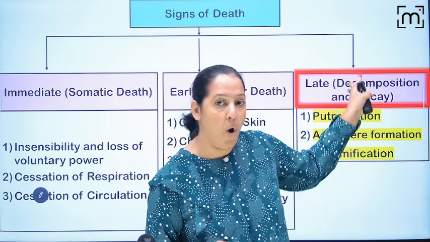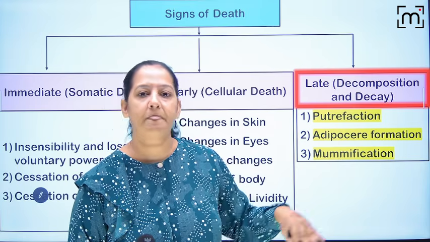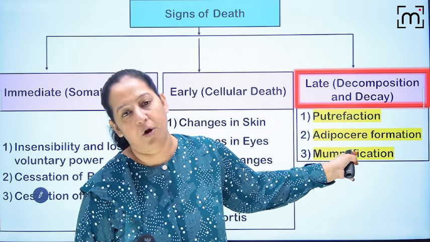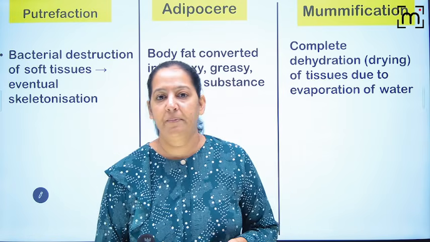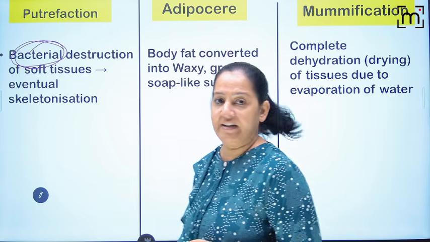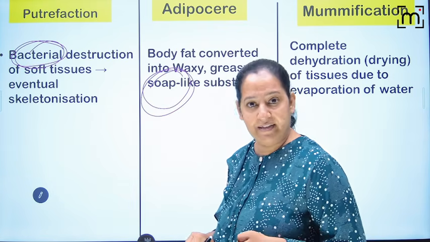So we are done with all 3. One more thing I want to teach you, in the next 5 or 10 minutes. Wait. First, you see these 3. If any question comes in your exam, long question or short question, will you be able to define the 3? What is putrefaction? Bacterial destruction of the dead body. Adipocere, formation of soap-like material in the dead body.